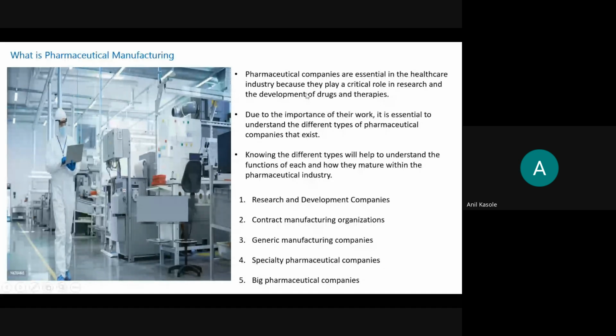Typically it belongs to the healthcare industry, right? The healthcare industry is divided into three parts: one is pharmaceuticals, second is medical devices, and third is consumer. But pharmaceuticals is different from medical devices and the consumer industry. Again, we can see the pharma in the subsequent slide also. Basically, it starts with R&D, that is research and development, and based on that they manufacture the drugs and the therapies. That is what is called pharmaceutical manufacturing.